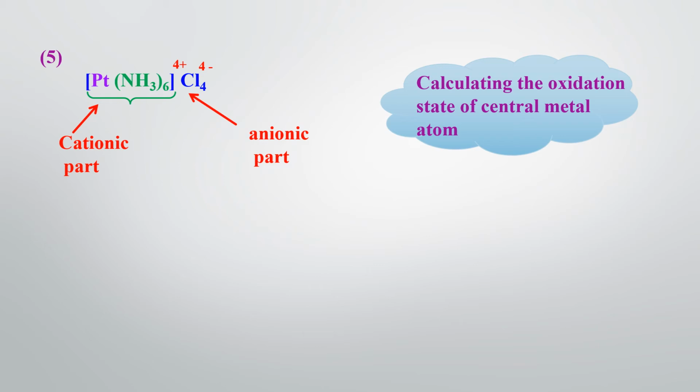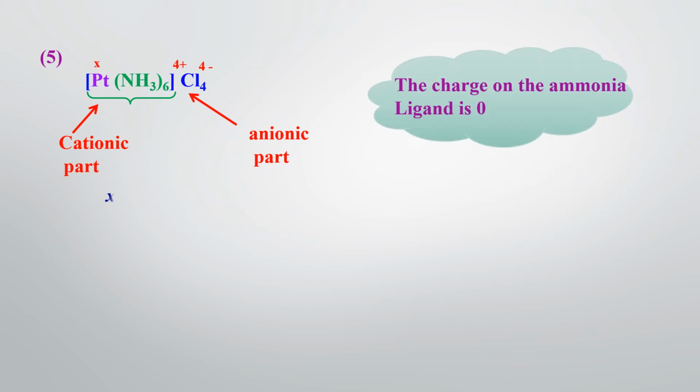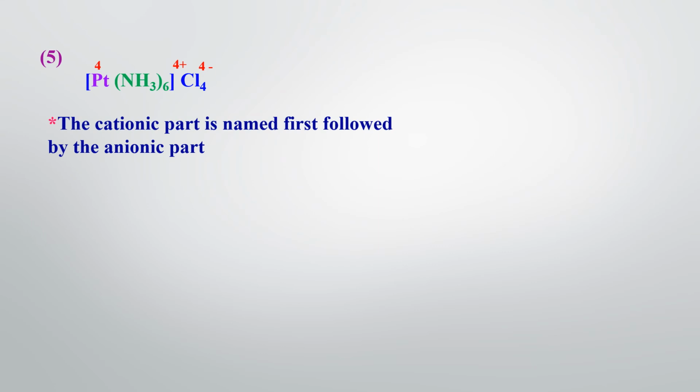Before that we have to calculate the oxidation state also. Now remove the counter ions, that means Cl are the counter ions. Remove those Cl. Then a plus 4 charge you have to consider. So platinum, you consider it as X. So X plus 6 ammonia. Ammonia is a neutral ligand, the charge is 0. 6 into 0 is equal to the charge on this sphere, plus 4. So then you will get X is equal to 4.